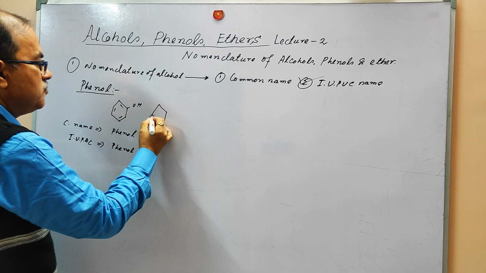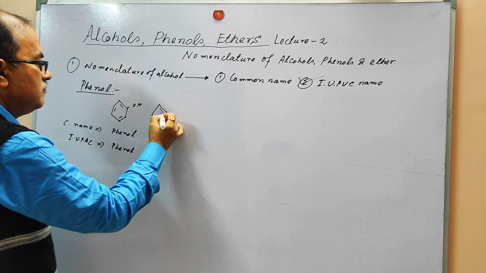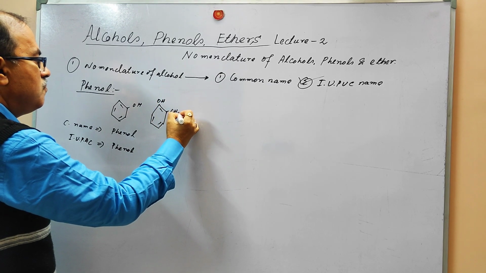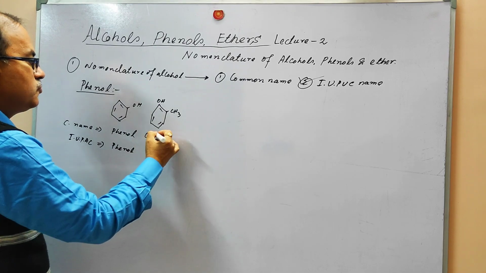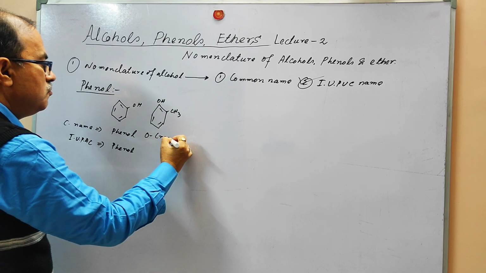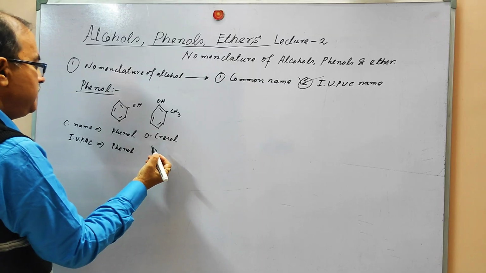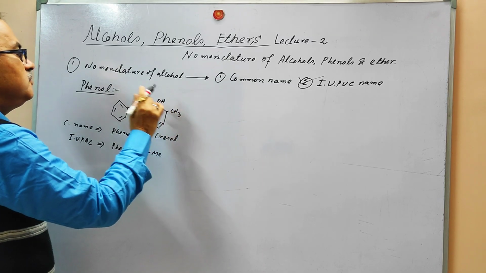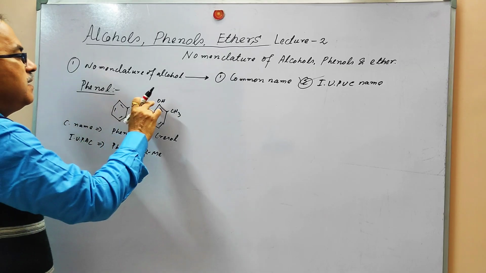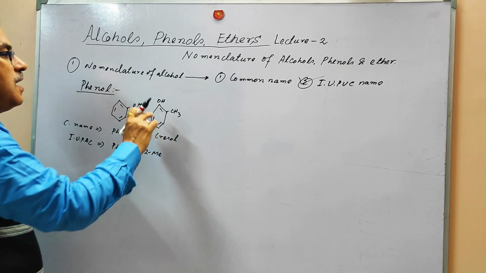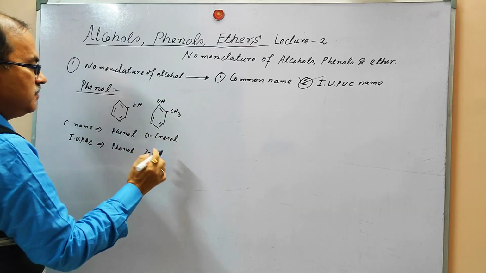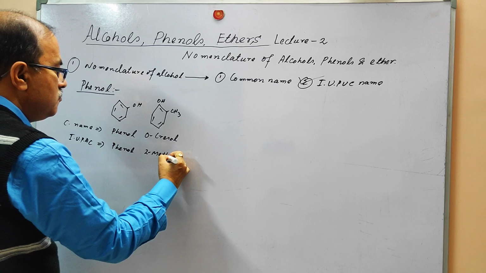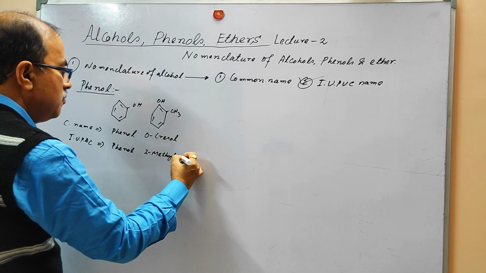For the disubstituted compound, suppose this, its common name is orthocresol, and the IUPAC name is 2-methyl, because the carbon atoms will be counted from this hydroxyl. The hydroxyl has the 1 position and the others are 2, 3, 4, 5, 6. So this will be 2-methylphenol.